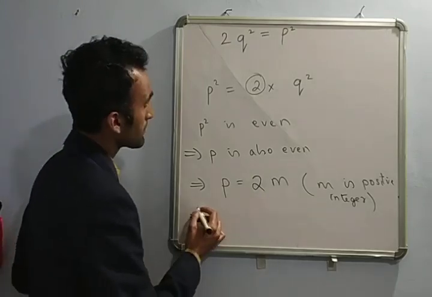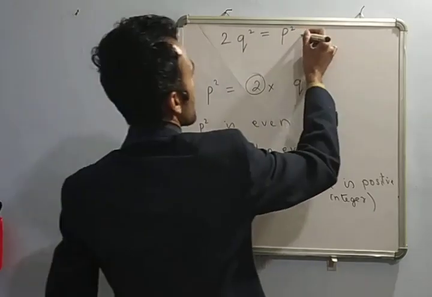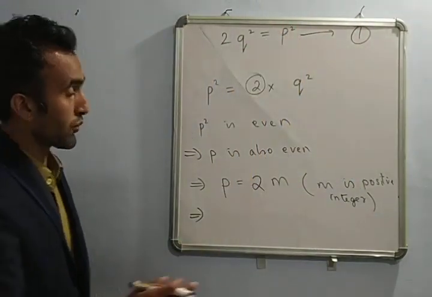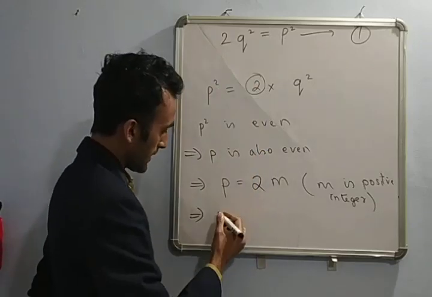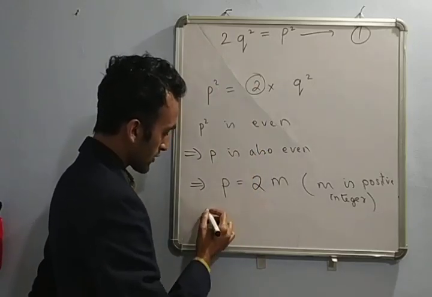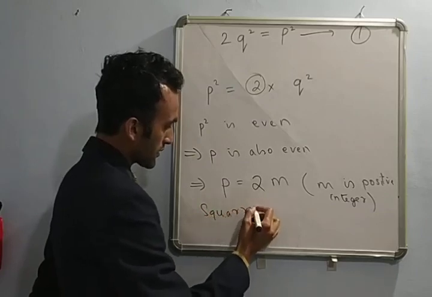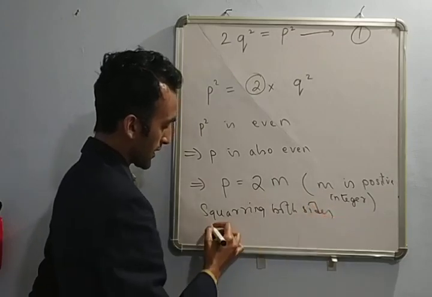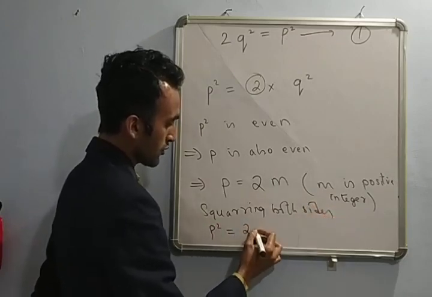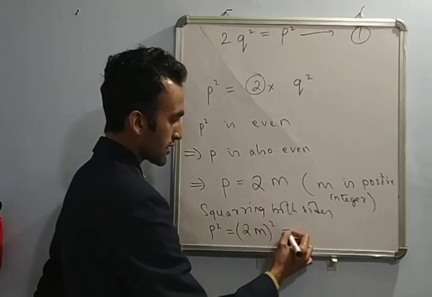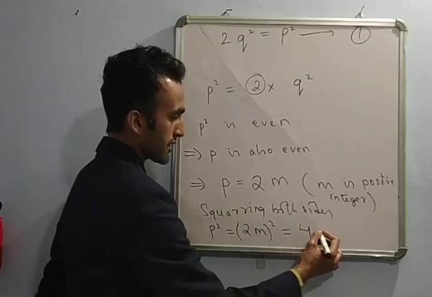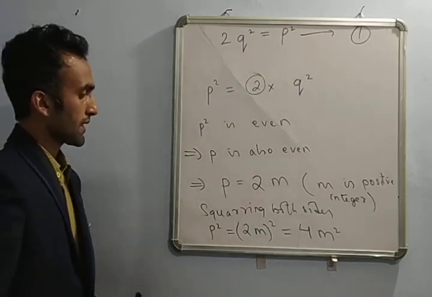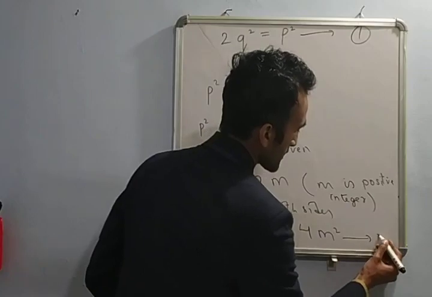Okay. Now let me square again this one. Suppose this one is my equation number 1: 2q square equals p square. Wherever equation number 1 is, you can just note it down. Now let me square both sides again. It becomes p square equals 2m square, which is equal to 2 square is 4 and m square is m square. I already told you. Now I'll rub this one. This is equation number 2.